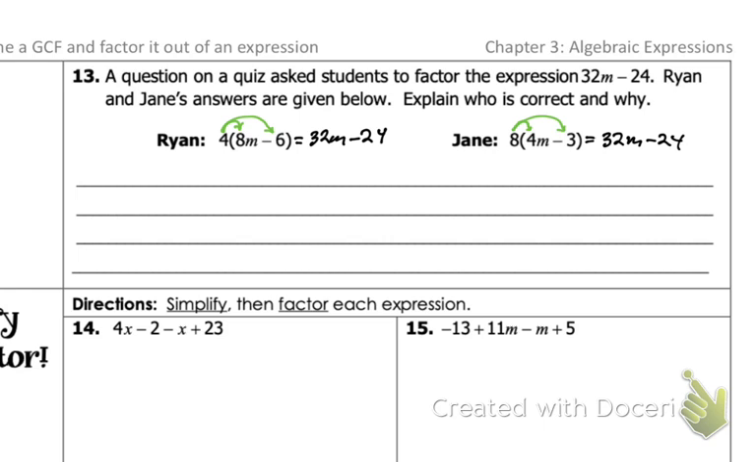So Jane is correct. Which means on a test, who's getting full points? Ryan? Yeah, Jane. Jane is getting full points. Ryan is getting some points off. Jane did not cheat.